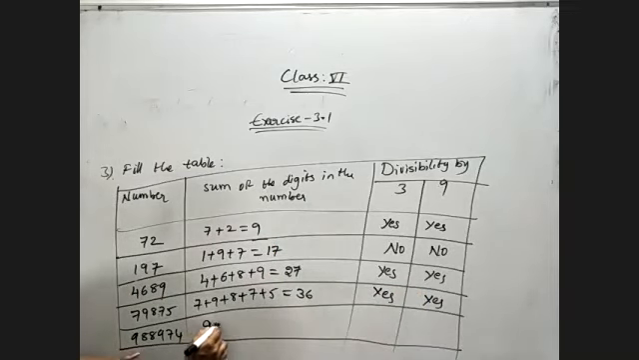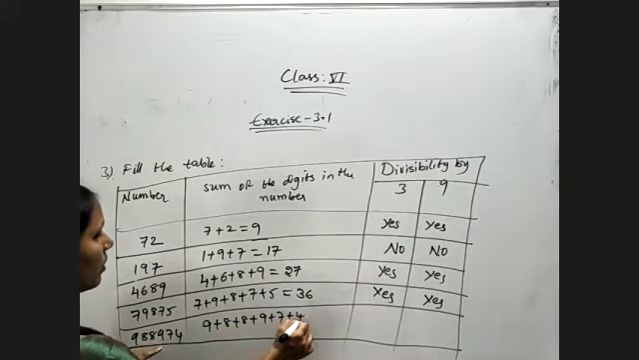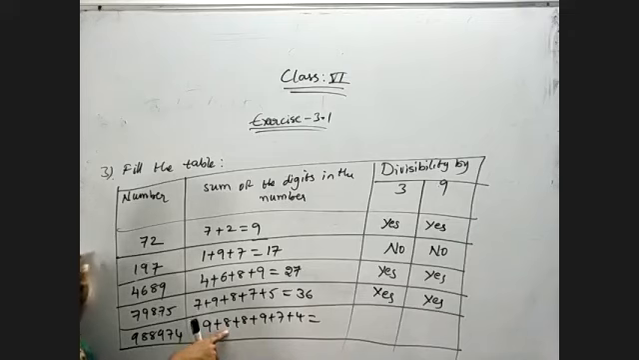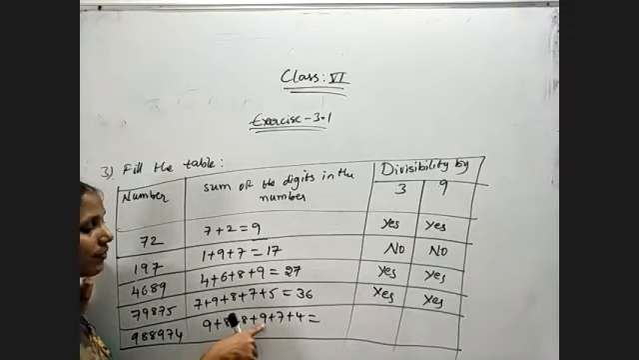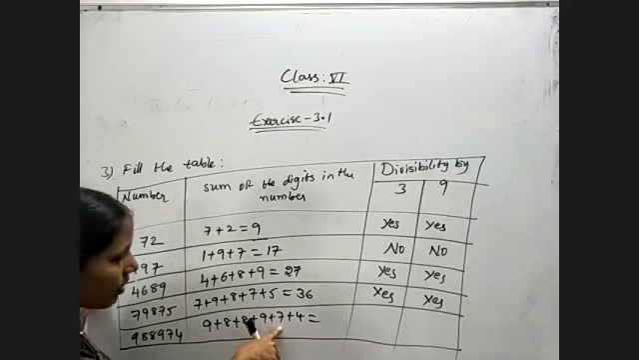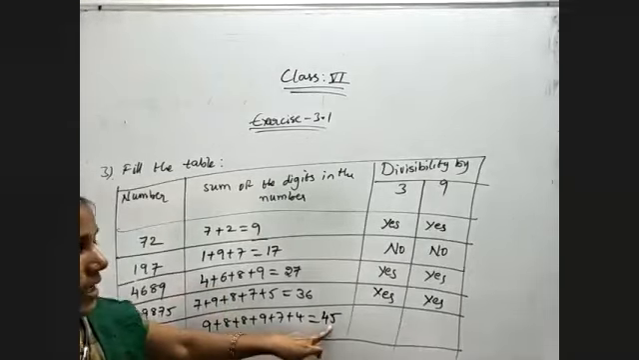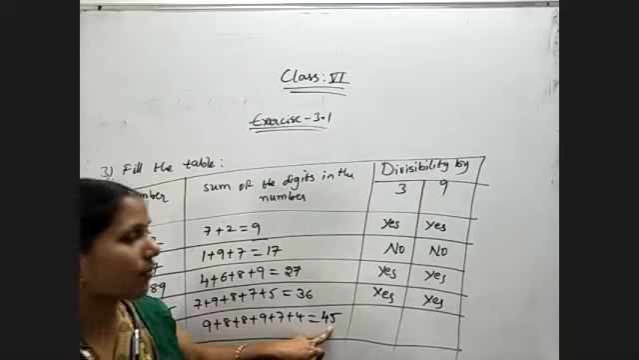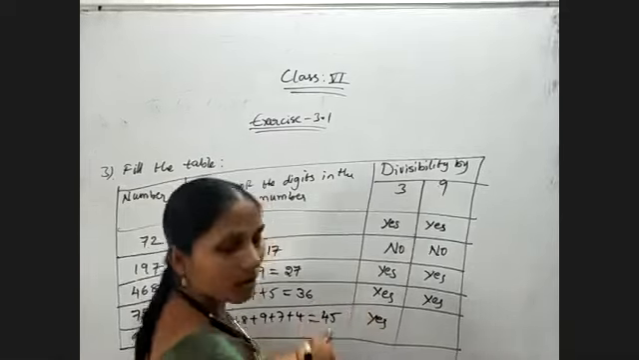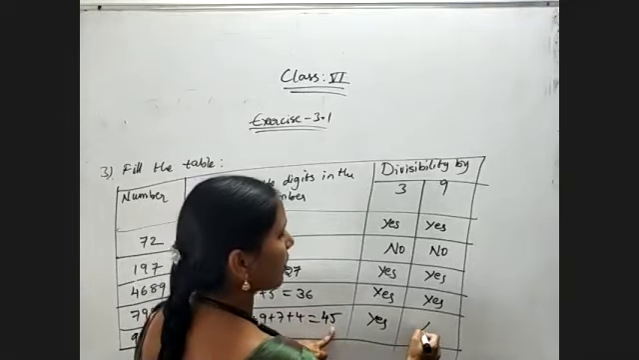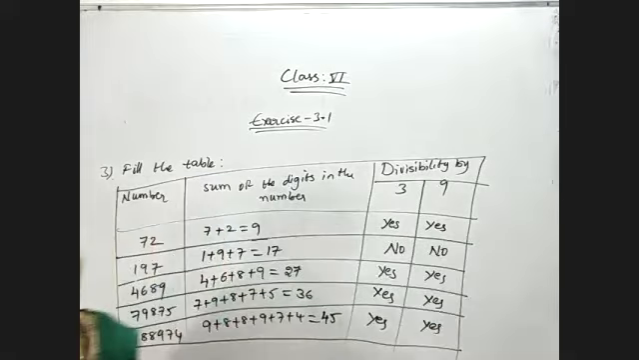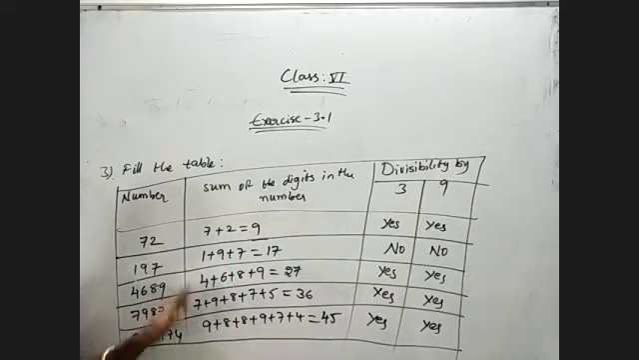Coming to the last number, 9 plus 8 plus 8 plus 9 plus 7 plus 4 is equal to 9 plus 8 is 17, 17 plus 8 is 25, 25 plus 9 is 34, 34 plus 7 is 41, 41 plus 4 is 45. So 45 is divisible by 3, 15 3s are 45. And 9 5s are 45. Okay, I hope you understood.